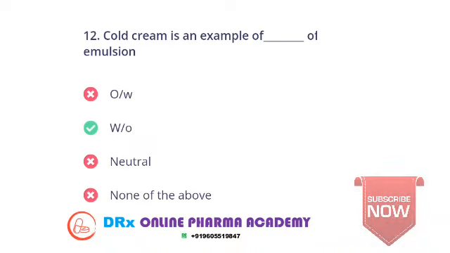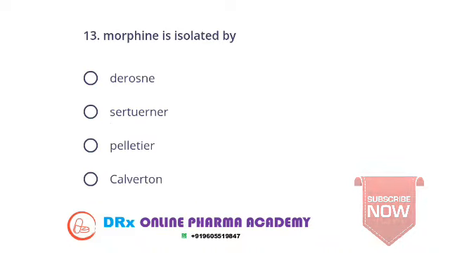Next question. Morphine is isolated by. Options are Derosne, Serturner, Pelletier, Calverton. The answer is Serturner. Morphine is isolated by Serturner.